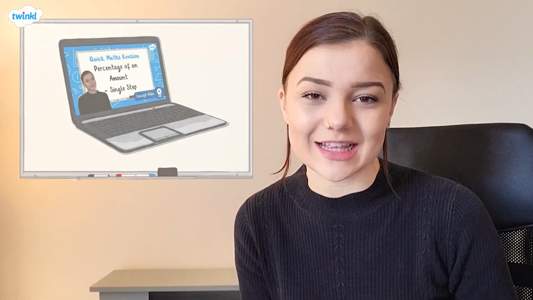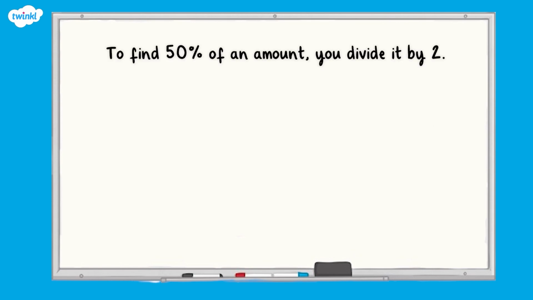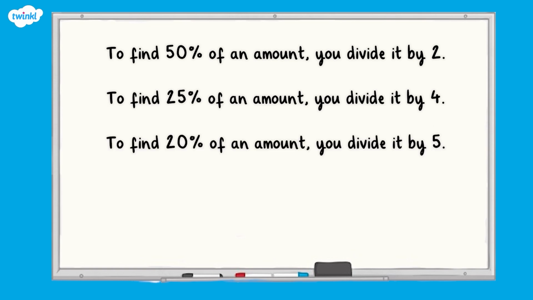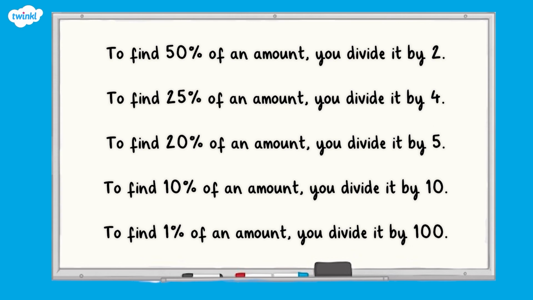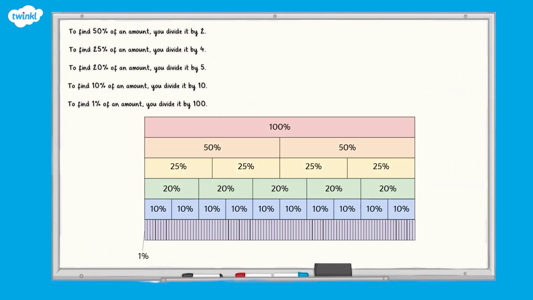calculate the following percentages. To find 50% of an amount, you divide it by 2. To find 25% of an amount, you divide it by 4. To find 20% of an amount, you divide it by 5. To find 10% of an amount, you divide it by 10. And to find 1% of an amount, you divide it by 100. Here is a visual representation of how each of these percentages relate to 100% or one whole.